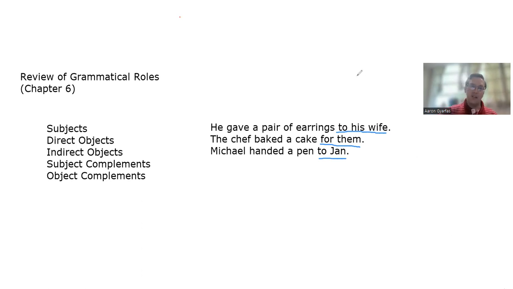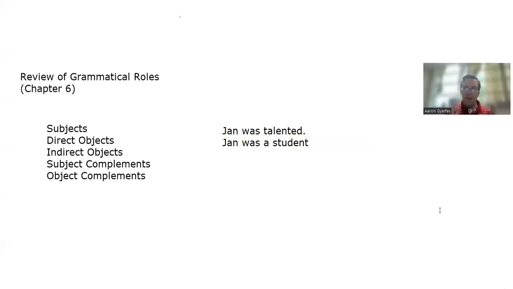Okay, so those are objects. But again, they're all noun phrases. The subjects and the direct objects and the indirect objects are still all noun phrases. Now we get into subject complements, where I can say Jan was talented or Jan was a student. In the first example, we have an adjective. In the second, we have a noun phrase, a student. Both talented and a student are related to the subject, right?